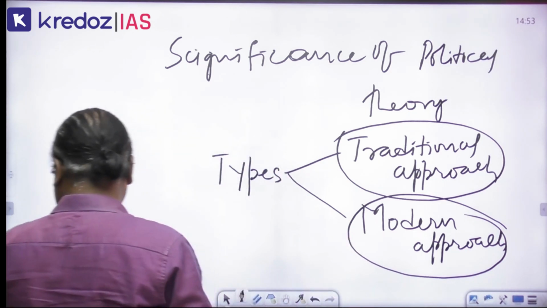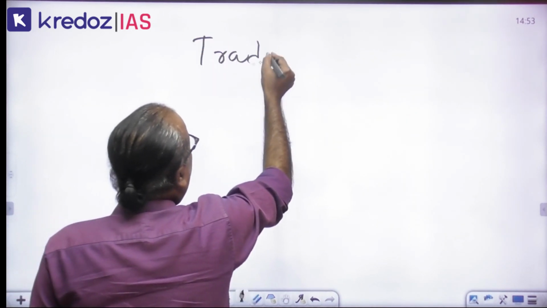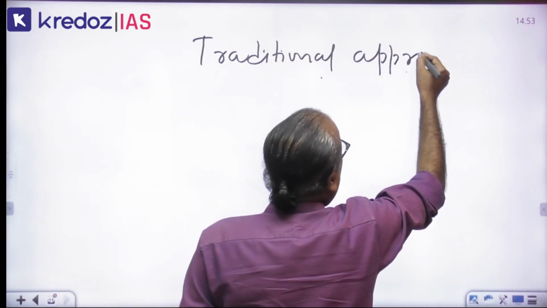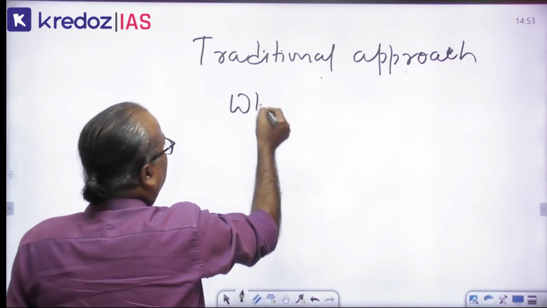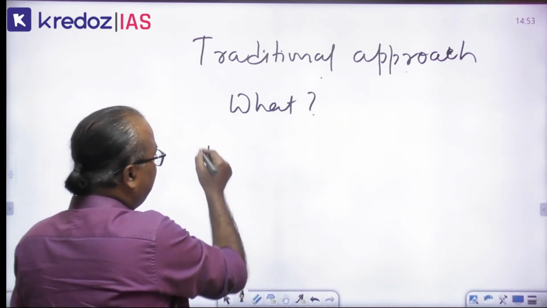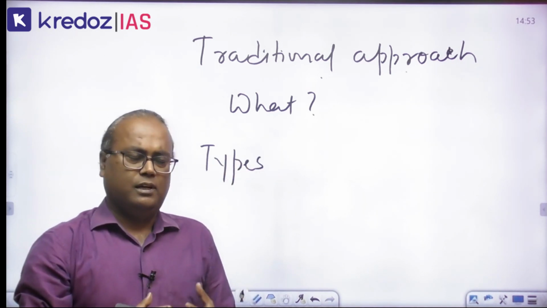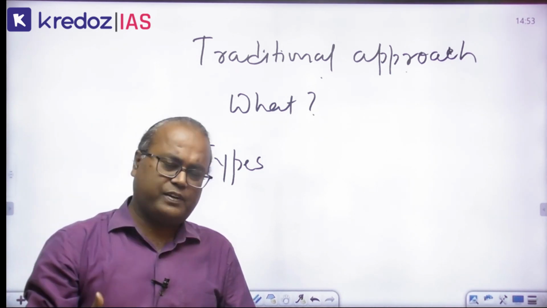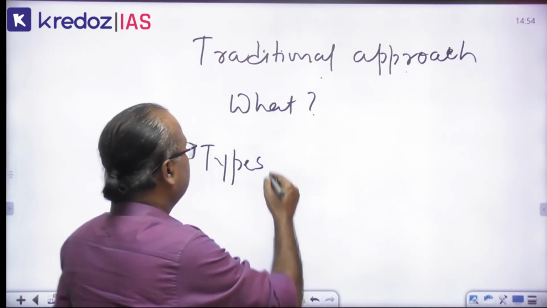In the traditional approach, at first you have to understand what the traditional approach is all about. Once you understand, then you have to understand the different types of traditional approach. As you know, it has four different types: the philosophical approach, institutional approach, legal approach, and historical approach.